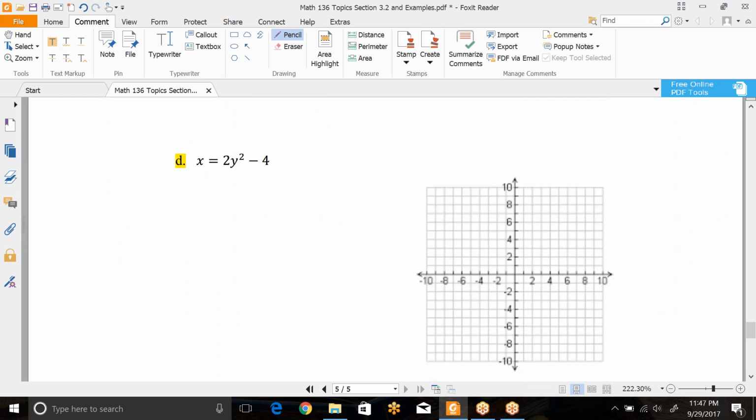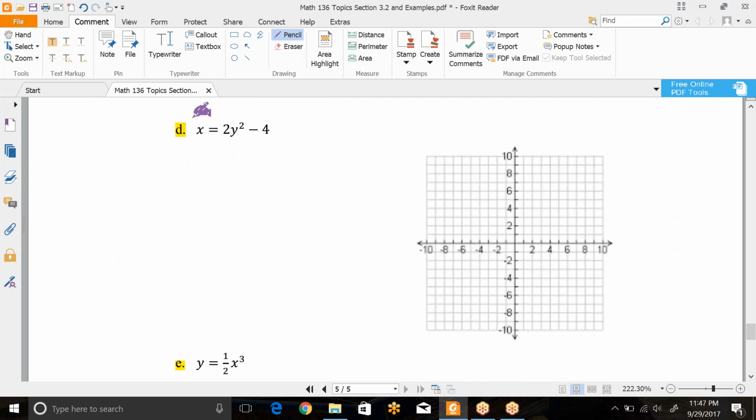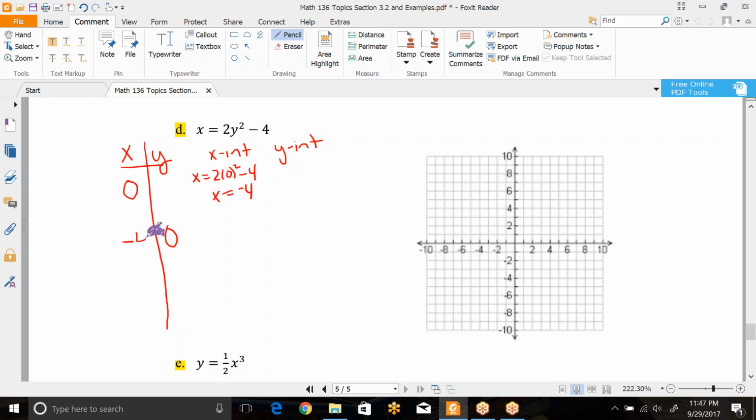All right, let's look at D. This time we have a y squared instead of an x squared. Still going to do my chart for my intercepts. So x-intercept and y-intercept. If I plug in 0 for y, this time that makes this really easy since y is the part that's being squared. That's just going to be negative 4. So I have a single x-intercept.